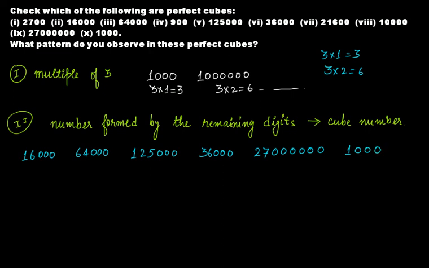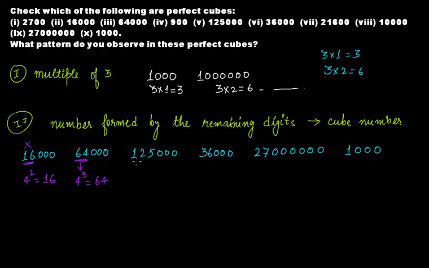Okay, so we have checked this first point. Now turn for the second test, whether the number formed by the remaining digits is a cube number or not. In this case you have 16. Is 16 a cube number? No, 16 is a square number, that is 4 squared is equal to 16. Therefore this is not a cube number. Now you have 64, the number formed by the remaining digits, that is 6 and 4. Yes, this is 4 cubed. 4 cubed is 64. Therefore this number is a perfect cube.